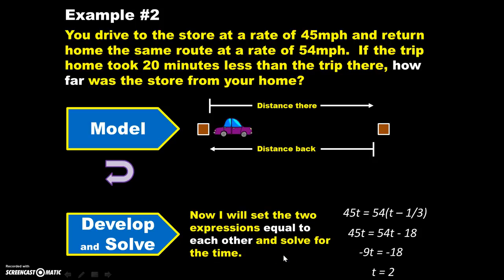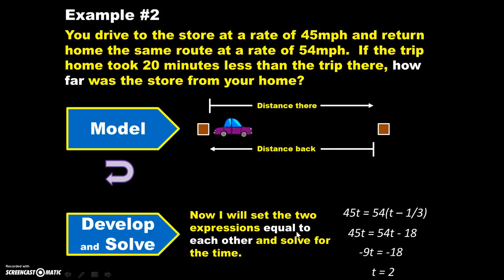Now I can set the expressions equal to each other. We talked about this before. The way there is equal to the way back. So that's why I get 45t equals 54 times the quantity t minus 1/3. From here we can distribute 54 and we get 54t minus 18. I would subtract 54t from both sides and I get negative 9t equals negative 18. I divide by negative 9 and I get t equals 2.